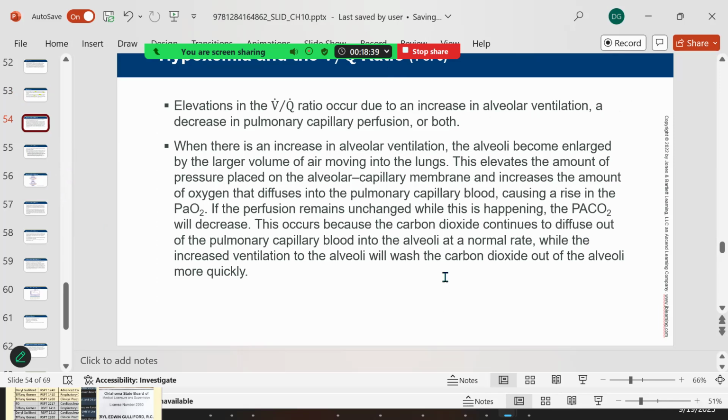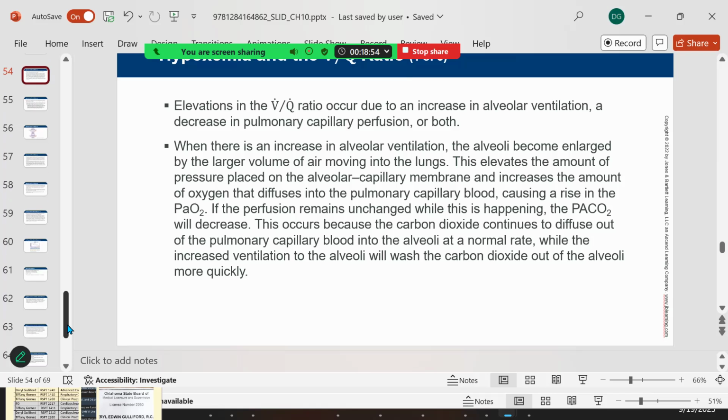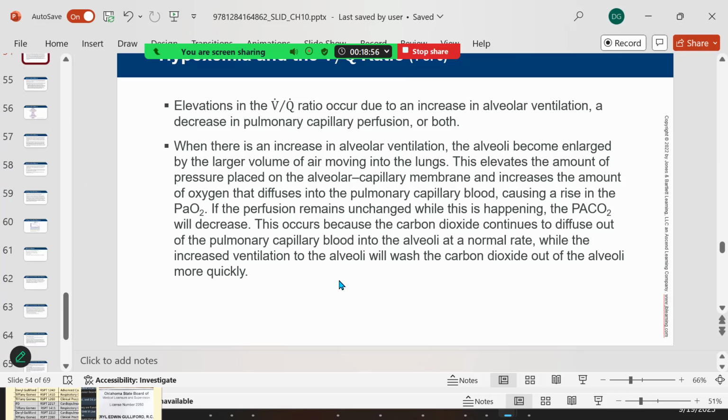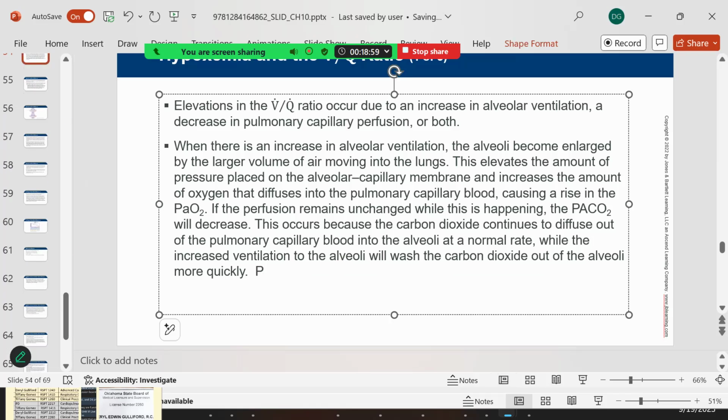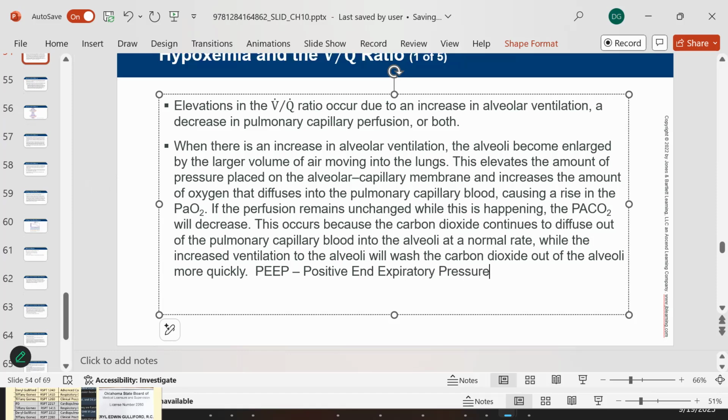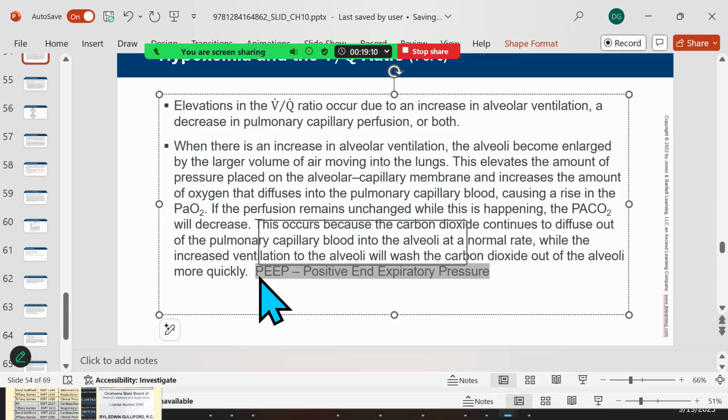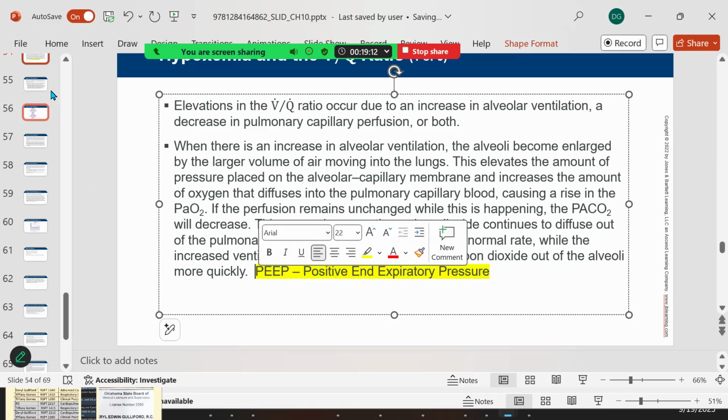When there's an increase in ventilation, the alveoli become enlarged by a larger volume of air moving into the lungs. This increases the pressure on the alveolar capillary membrane and more oxygen diffuses. You will also be doing that clinically when you add PEEP to the patient. So let me mention that. PEEP, positive end expiratory pressure, is one way that we expand the alveoli and get more oxygen to diffuse.